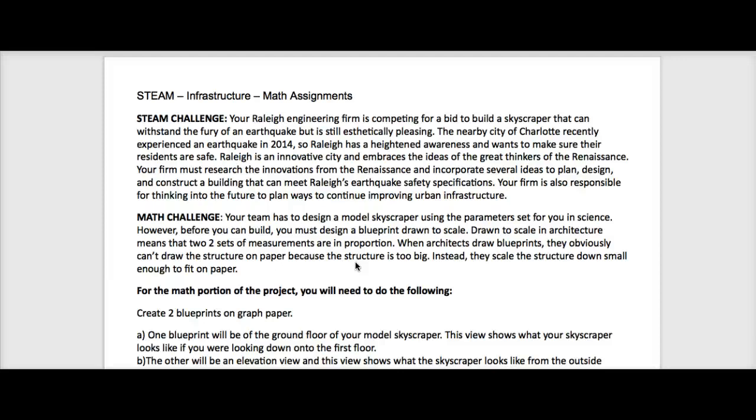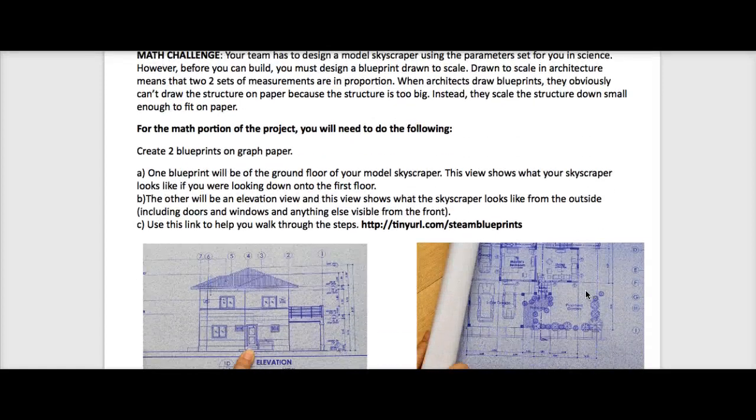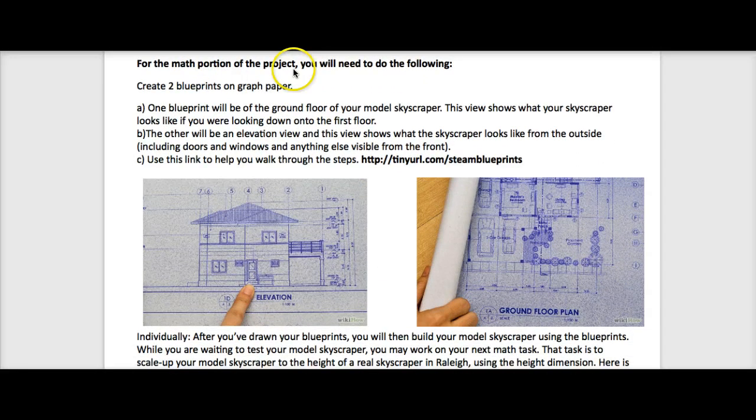So yesterday you and your team sketched out images of what you think your earthquake building, your skyscraper, should look like. Well, today you're going to actually get it on paper. Before you can build, this has to be done correctly. So this is what has to happen. For the math portion of the project, you will need to do the following, you and your team.